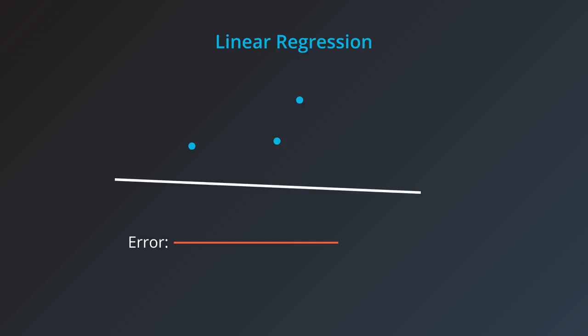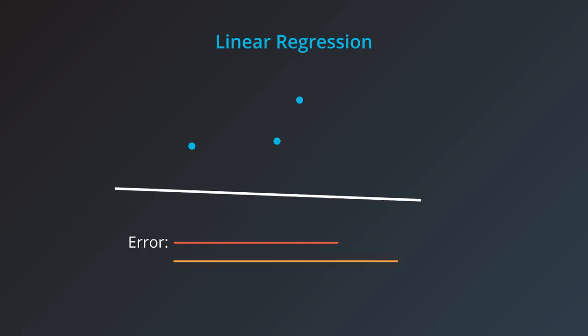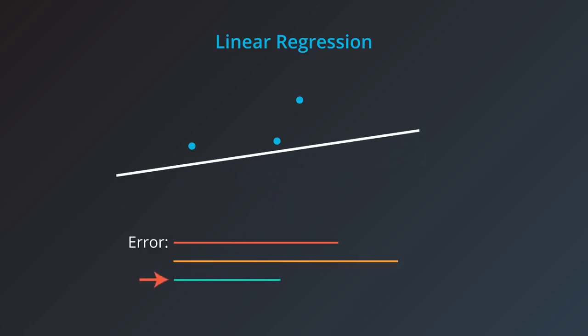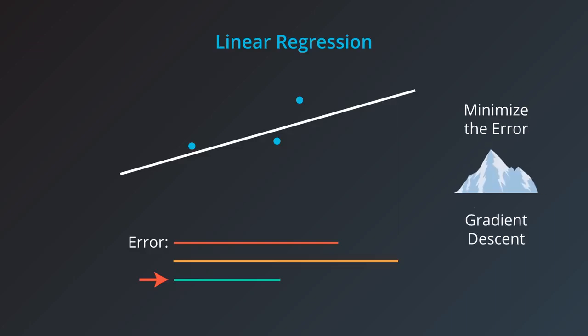Now we're going to move the line around and see if we can decrease this error. We move in this direction and we see that the error kind of increases, so that's not the way to go. So we move in the other direction and see that the error decreased. So we pick this one and stay there. Now we repeat the process many times over and over, every time descending the error a bit, until we get to the perfect line. So to minimize this error, we're going to use something called gradient descent.